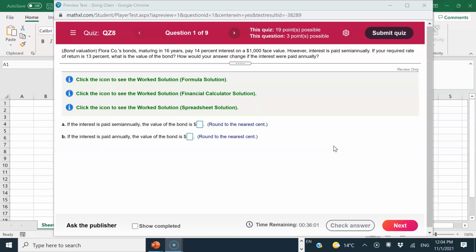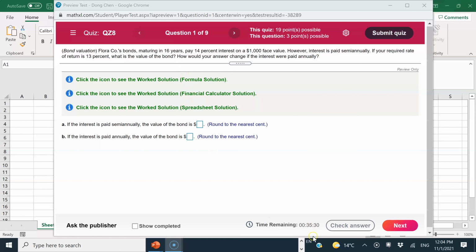This is question number 1 of Qz8 for chapter 7. Florida corporation's bonds maturing in 16 years pay 14% interest on a $1,000 face value. However, interest is paid semi-annually. If your required rate of return is 13%, what is the value of the bond? How would your answer change if the interest were paid annually?